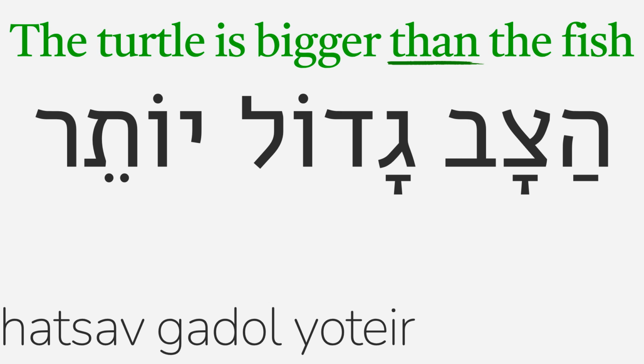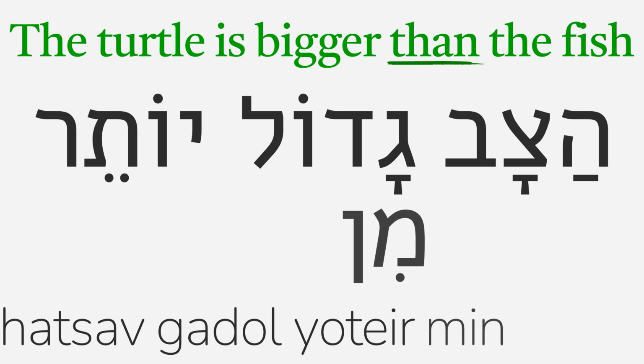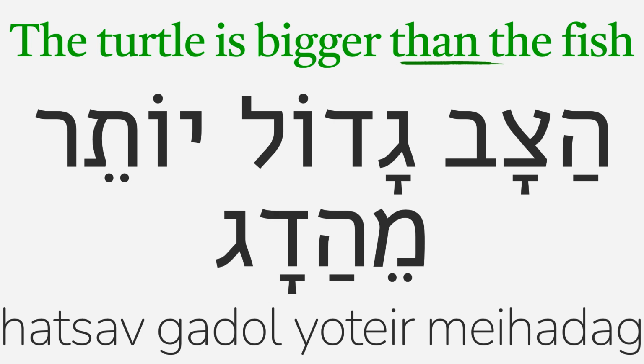Then is the preposition min, which will contract to me and attach onto the next word, hadag, the fish. That makes hatzav gadol yoter me hadag. The turtle is bigger than the fish. Hatzav gadol yoter me hadag. This is how comparisons are usually made in modern Hebrew.